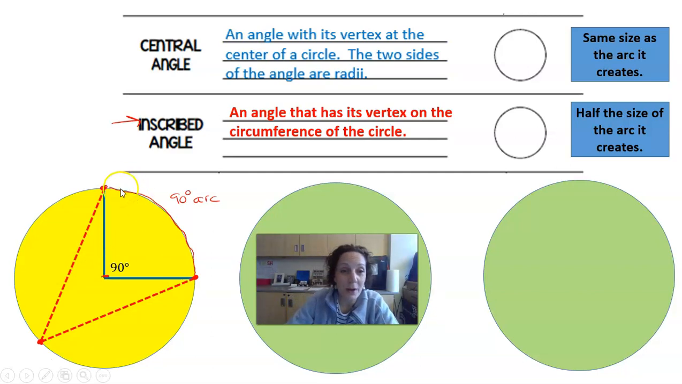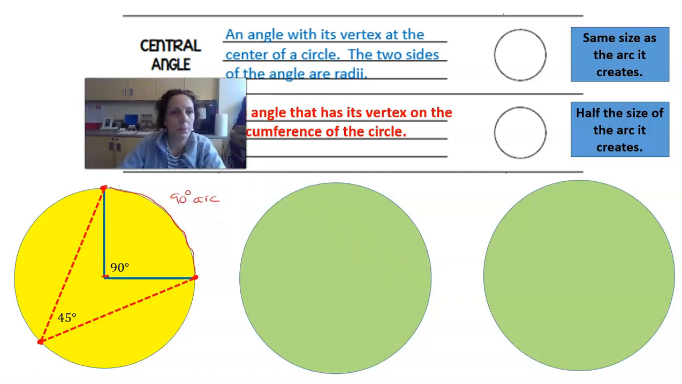So if you know that you have a 90-degree arc here, you know there's a 90-degree central angle that creates it. There's also a half of that, or 45-degree angle that is inscribed. So anytime you see a central angle creating an arc, you know the measure of that angle is the same as the arc. Now, when we see an inscribed angle creating an arc, we're going to know that in order to figure out how big the arc is, we have to double that inscribed angle. Okay. Let's go up here.